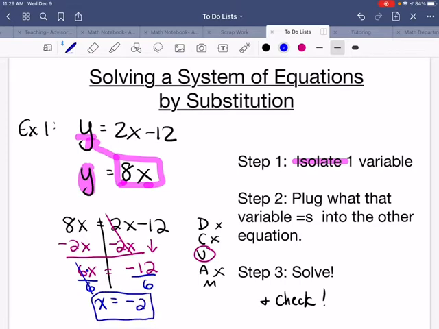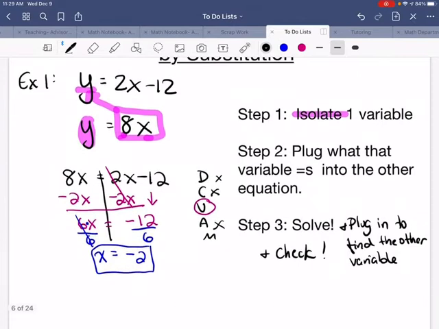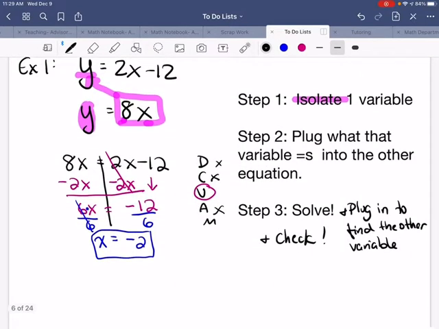But once you find x, there's another step you have to do. So you have to solve and plug in to find the other variable. Okay, so now we know what x is, we have to find what y is. So I'm going to choose the shorter equation. So I take y equals 8x, and I know that my x value is equal to negative 2.